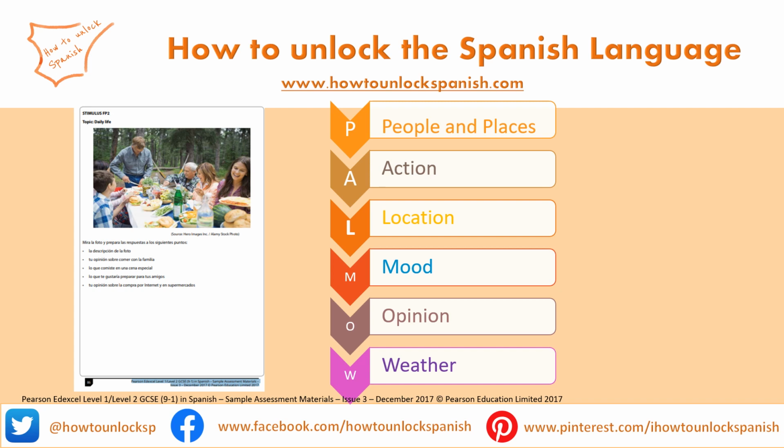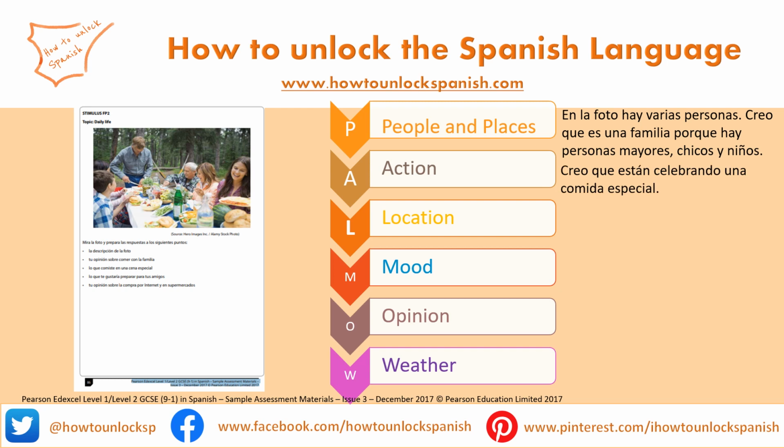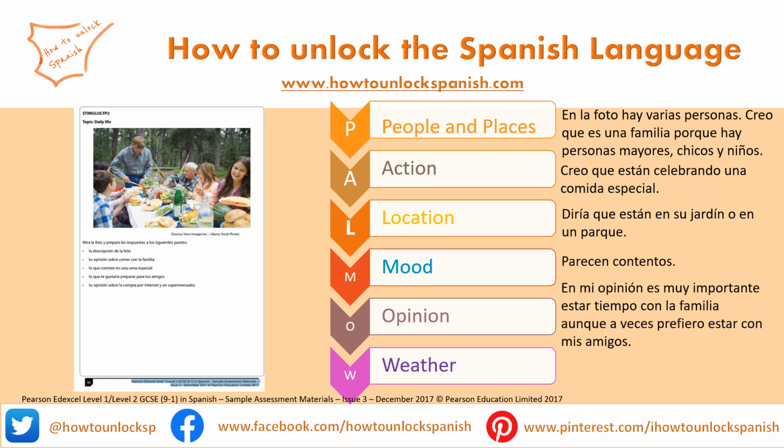So, I start with mine. En la foto hay varias personas. Creo que es una familia porque hay personas mayores, chicos y niños. Creo que están celebrando una comida especial. Diría que están en su jardín o en un parque. Parecen contentos. En mi opinión, es muy importante estar tiempo con la familia, aunque a veces prefiero estar con mis amigos. Parece que hace buen tiempo.